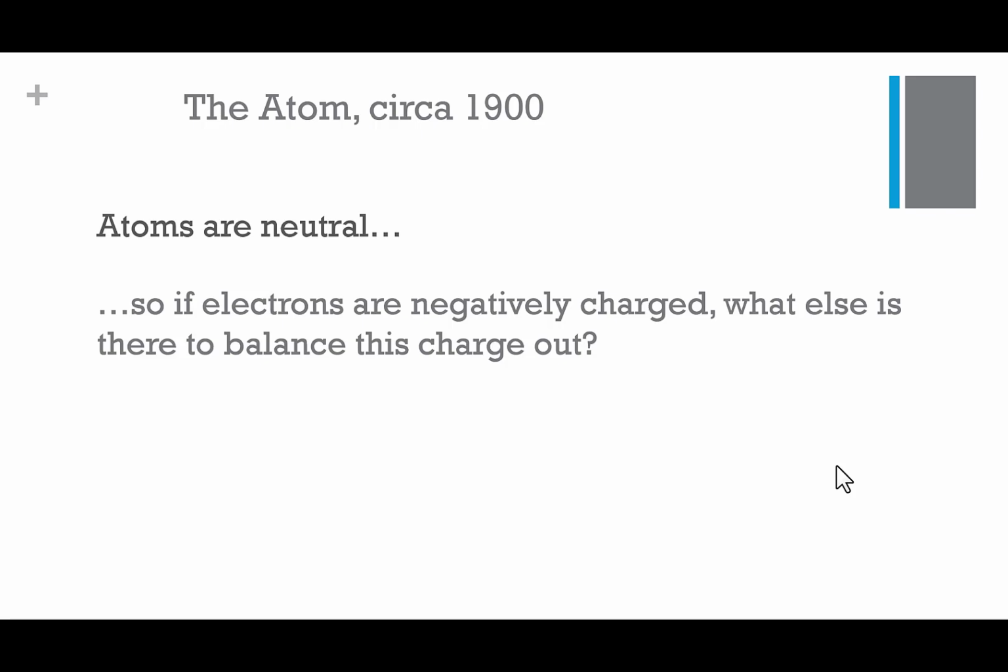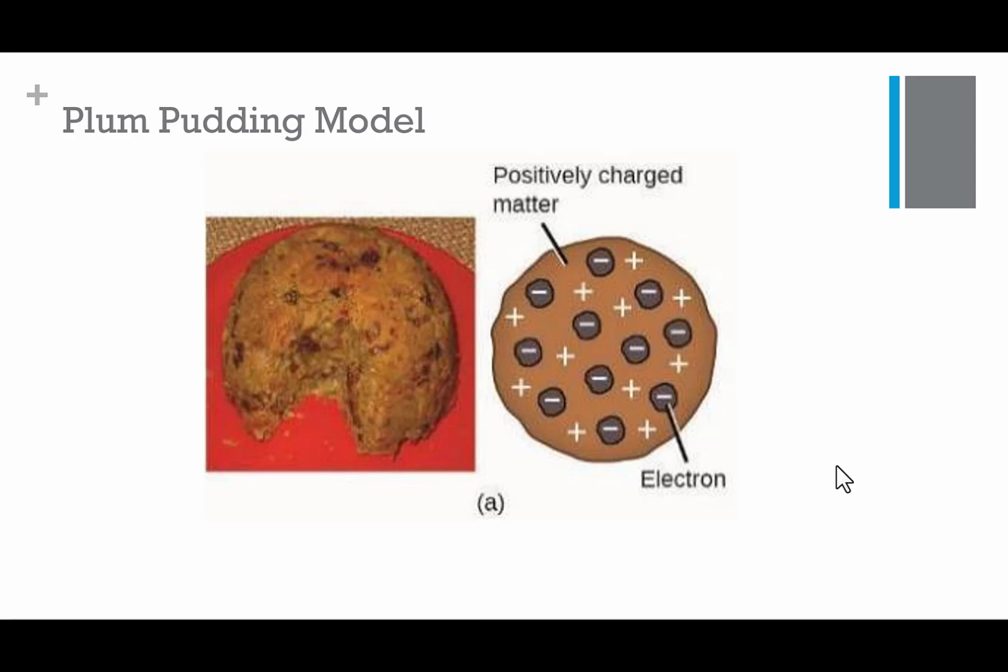And then if we discover what is in there that's positive to balance it out, well, how is everything arranged? What are those positive particles at? Where are they located? What do they look like? Or is it just a region that's positive? I don't really know. So the first model that was proposed is something called the plum pudding model.